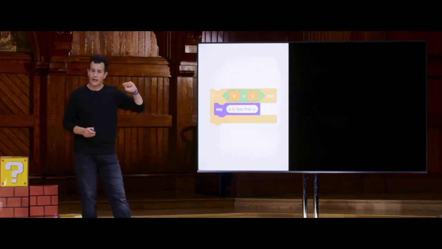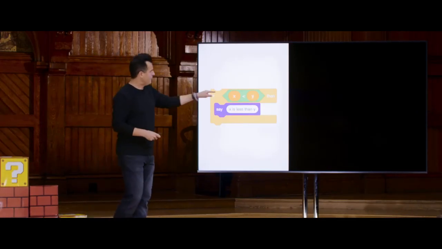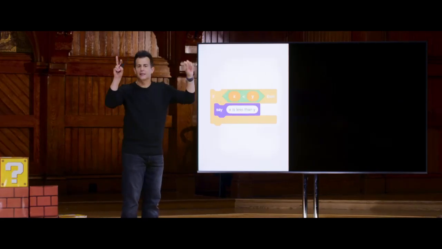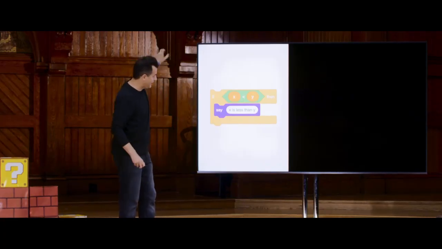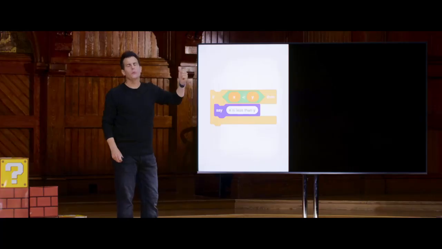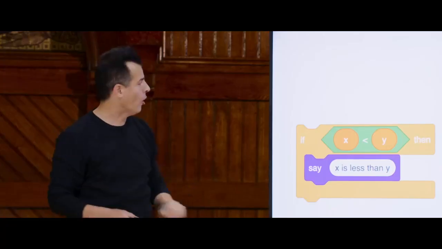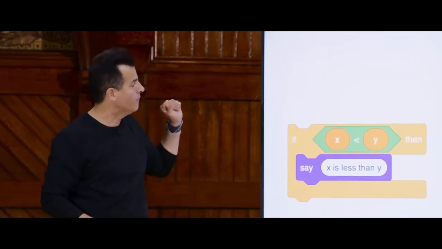Here, for instance, in Scratch, is how we might express if a variable x is less than a variable y. We'll go ahead and say x is less than y. And out of context, I didn't include it in the slide, presumably we've created x and y and somehow given them values, whatever they are. But this is just now the conditional part of the program.